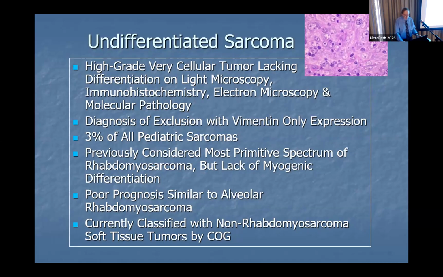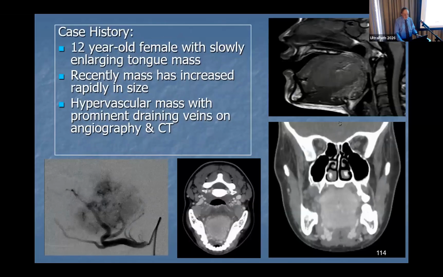So it was moved out of that area and has its own type of therapy associated with it, which is a very aggressive type of therapy. It has a very poor prognosis overall, and is classified by COG in the non-rhabdomyosarcoma soft tissue tumor category.